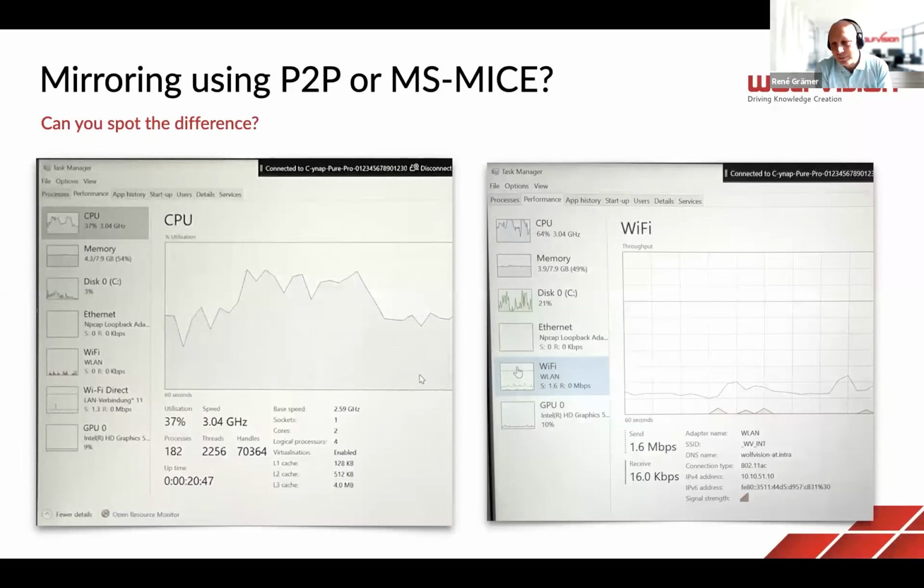Okay, now for the hard part. Usually when you set up a Miracast connection, you're not sure if you're connected by using an MS-MICE connection or using a wireless direct connection. There is an indicator in your task manager where you can actually see if you're running on MS-MICE or if you're running on peer-to-peer.